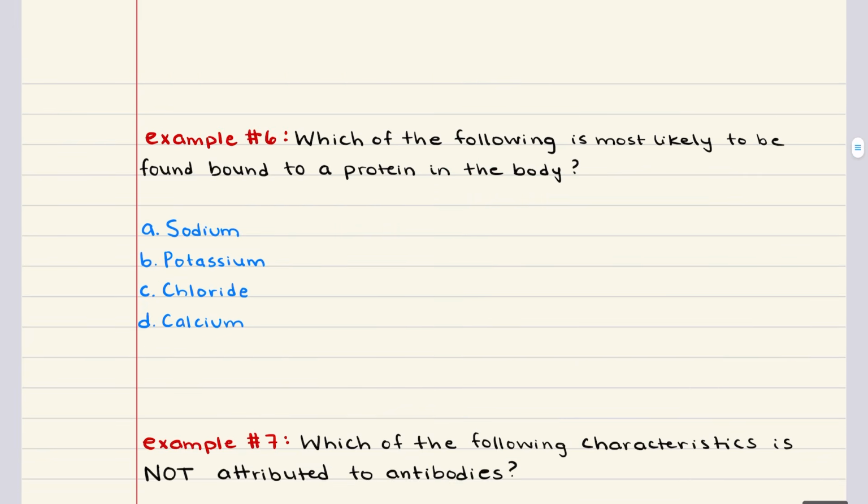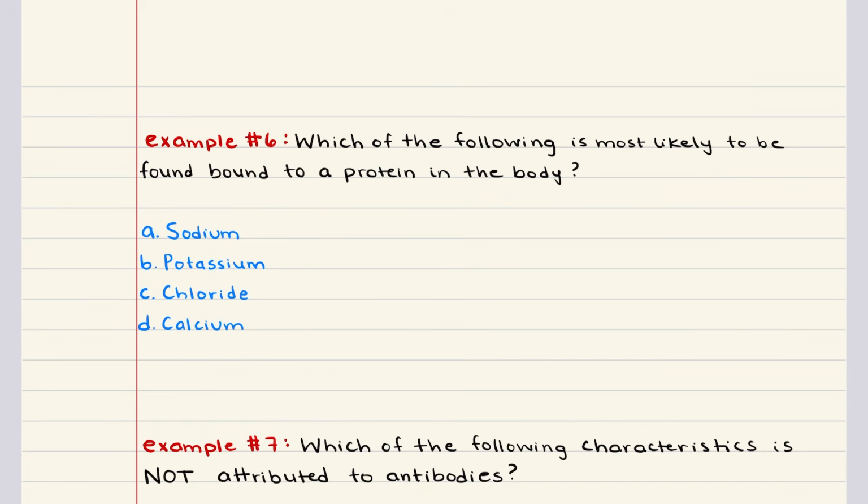Problem 6 says, which of the following is most likely to be found bound to a protein in the body? To answer this, we need to think about which ions are commonly tightly regulated or stored in bound form, especially by carrier proteins or buffering systems. So let's go through the options.